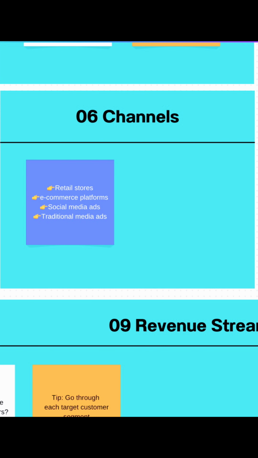Channels refer to how you will reach your customers. For the soybean cheese startup, for example, this could include e-commerce platforms, health food stores, social media advertisements, and others. It is important to validate whether these channels are effective and cost-efficient for reaching your target audience.